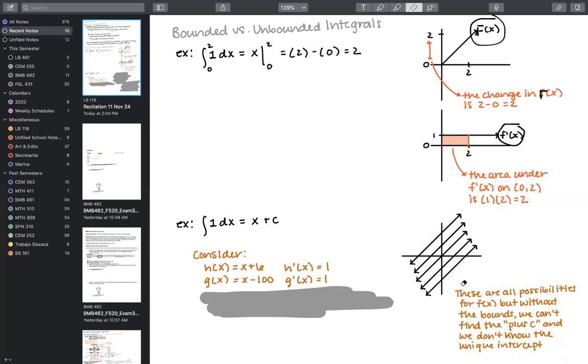are different. And so while they have the same derivative, and that's what we're able to get from this unbounded integral, since we don't have the specificity of the bounded integral, we're not able to determine what this plus c is. And so we represent that with the plus c.